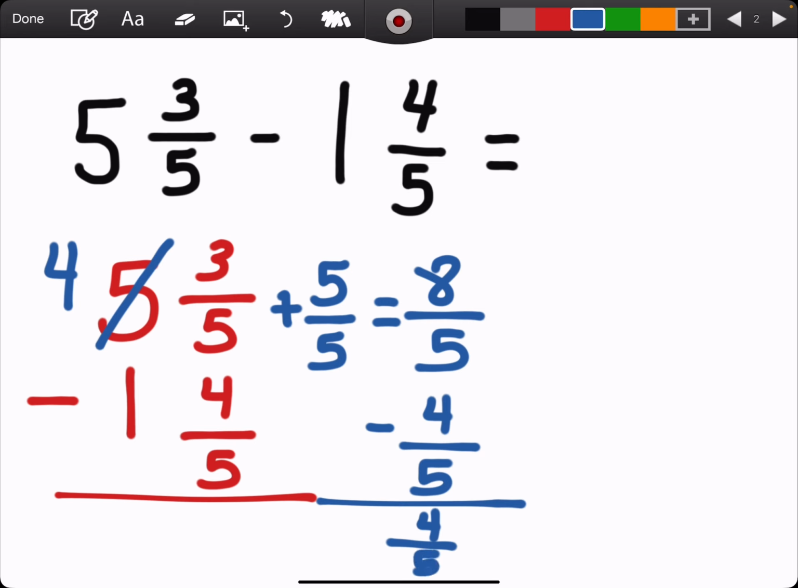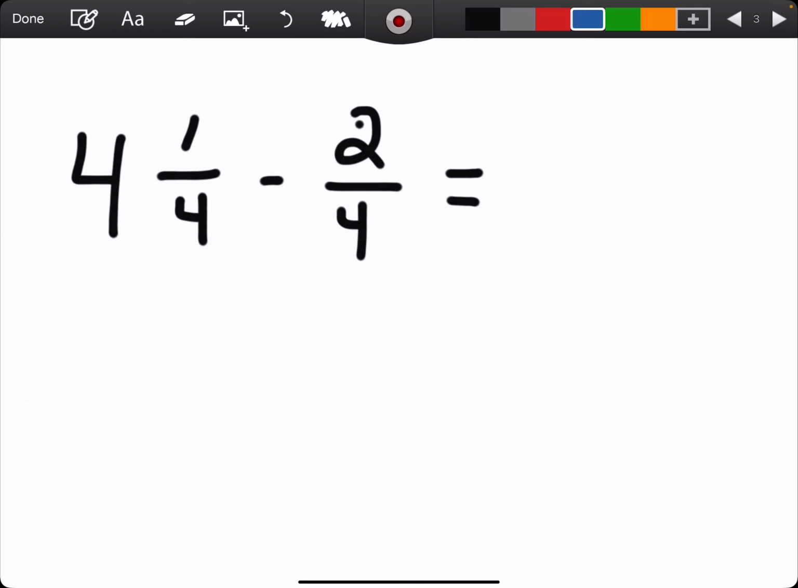All right, and now I look at my wholes, and I had 4 wholes minus 1 whole, so it was 3 wholes. So my answer here was 3 4/5. Okay, 3 4/5 is my answer. Let me look over here. 4 1/4 minus 2/4. Maybe I should have started with this problem, but it's fine, because this one is a little bit easier than the one before, but we'll keep it as is. So I have 4 1/4 minus 2/4.